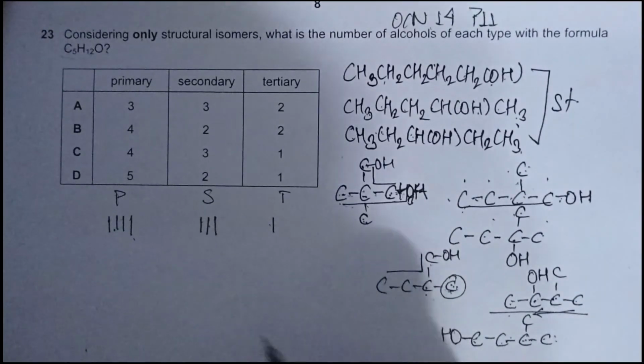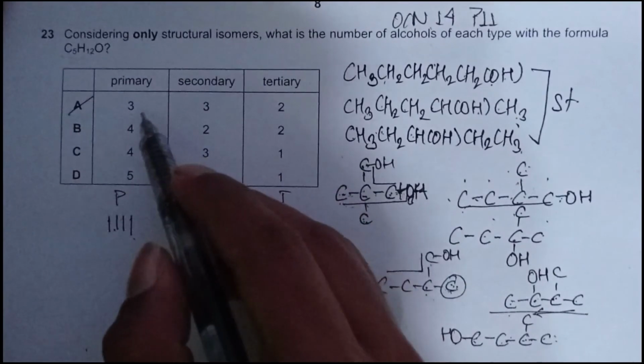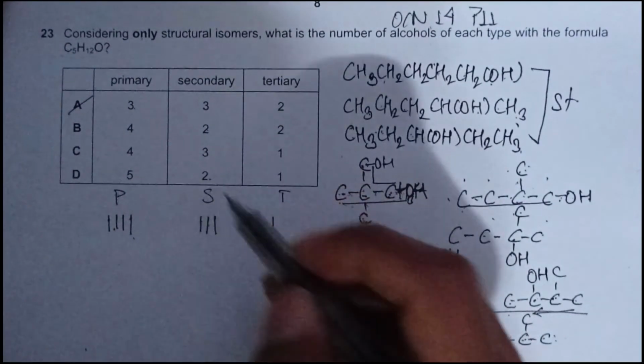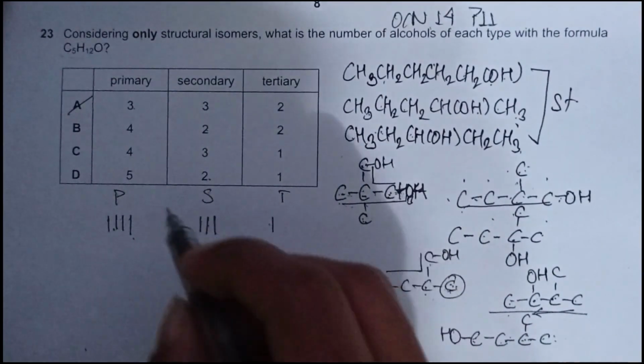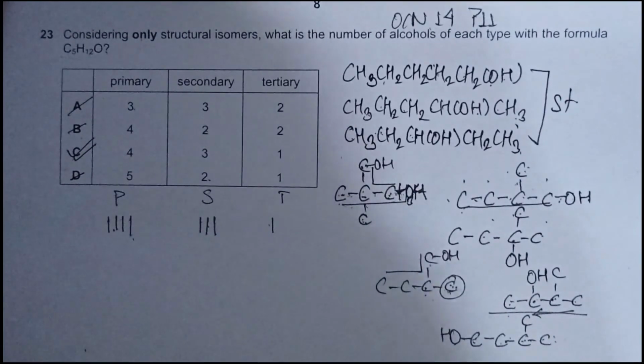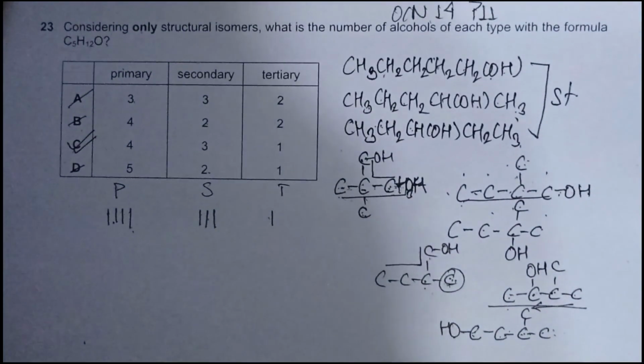Let's see if we can rule out any options. Option A is ruled out because it has only 3 primary alcohols. Options B and D are also ruled out because they only have 3 secondary alcohols. So by default, and by process of elimination, our correct choice is answer C.